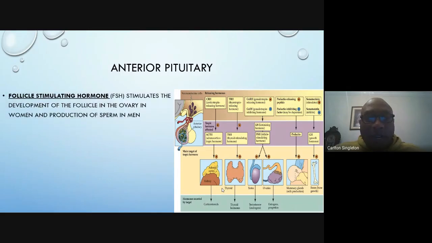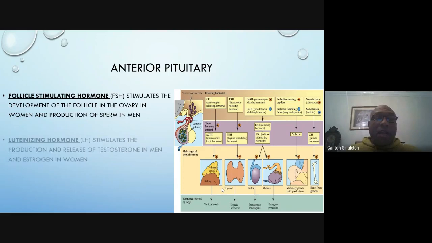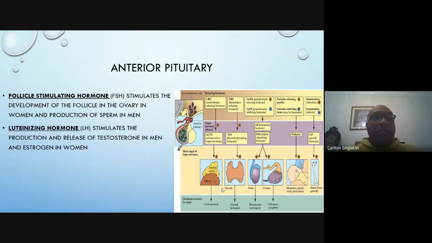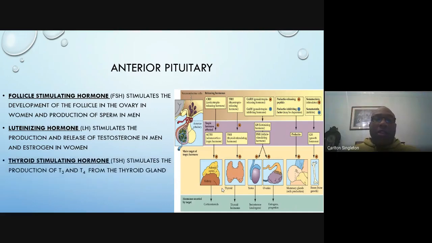So we've already been over this but we have FSH, so FLAT PEG mnemonic. So FLAT PEG: FSH, LH, ACTH, TSH, prolactin, and growth hormone. So FSH stimulates the development of the follicle in the ovary and production of sperm in men. Luteinizing hormone stimulates the production and release of testosterone in men and estrogen in women. Thyroid stimulating hormone stimulates the production of T3 and T4 from the thyroid gland.